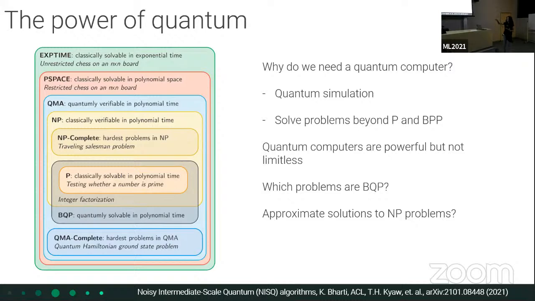So as you can see, beyond BQP, there are some classes that not even quantum computers can solve efficiently. So quantum computers will not solve all possible problems. They will just solve some extra problems that maybe classical computers can't, and that's it. But there will always exist problems that not even a quantum computer can solve.